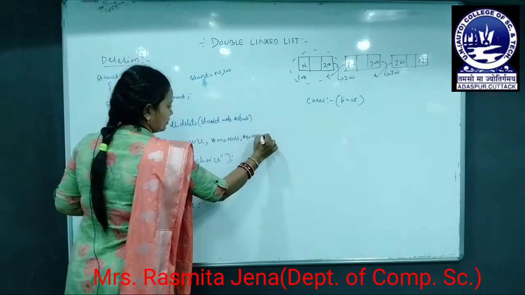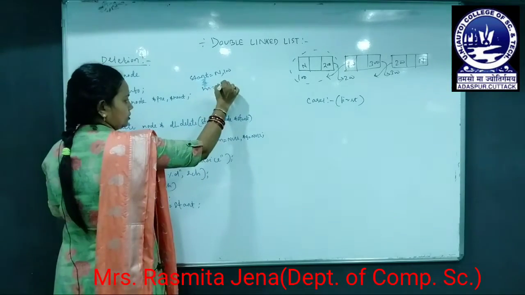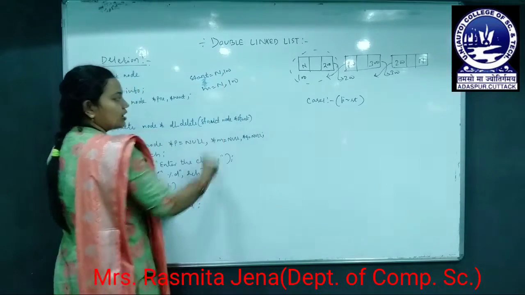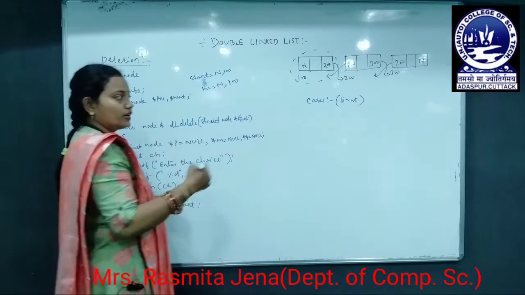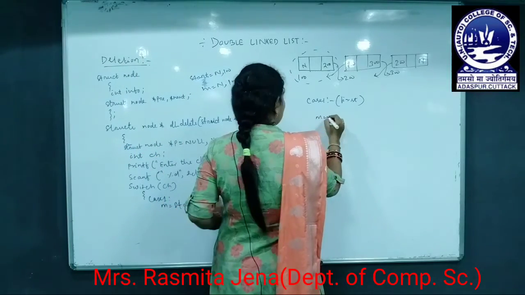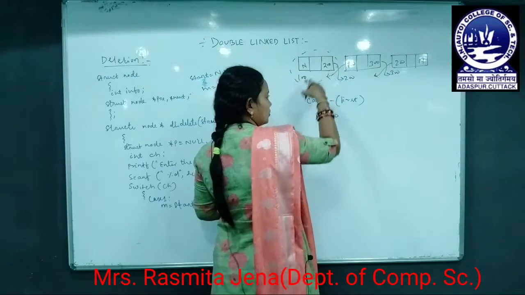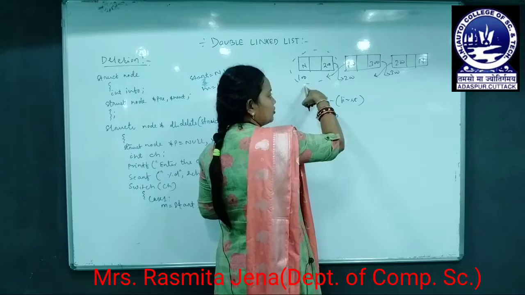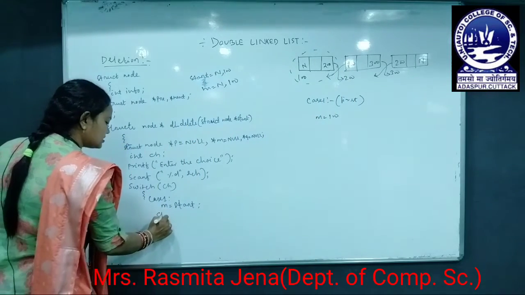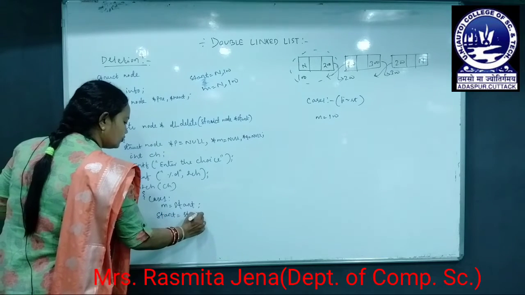So, initially m equals to null. When I write m equals to start, m becomes 100. Now when I delete the first node, m equals to start, that means m equals to 100. I will delete this node, the 100 node. So next I will move to this location. So I can write start equals to start of next.